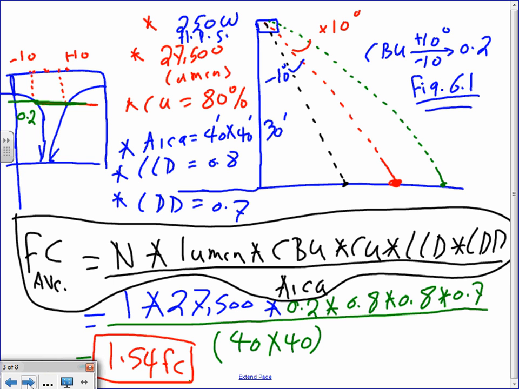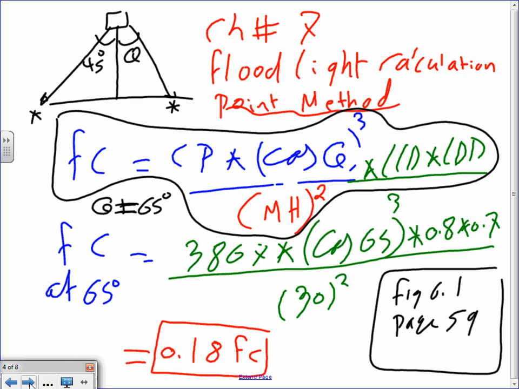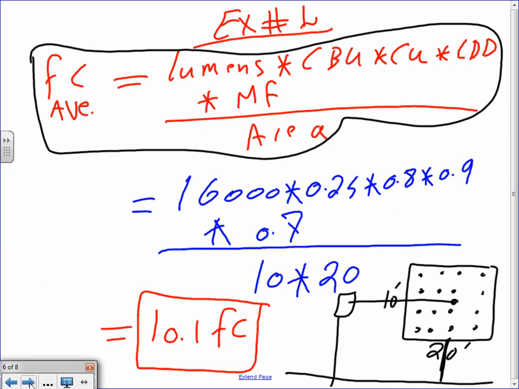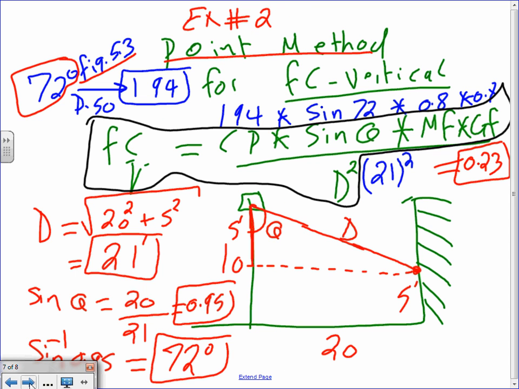I'm just going to write. Well, I don't want to confuse you. Here's number one formula. This is average horizontal. This is point-to-point horizontal. And then we go, this is average vertical, right? Same like average horizontal, almost. And this is point-to-point vertical. In all these six chapters, they talk about four formulas. Can I have thumbs up, Chad?